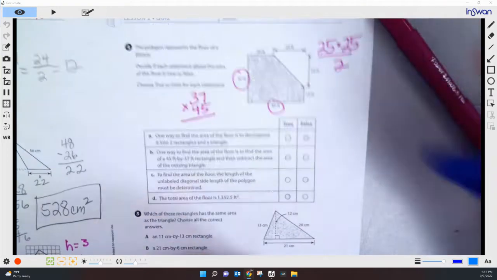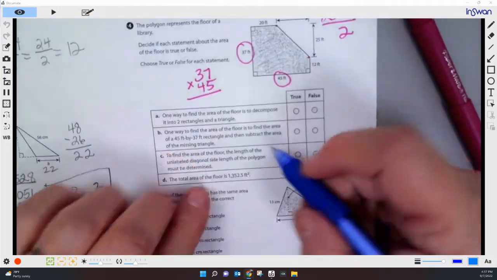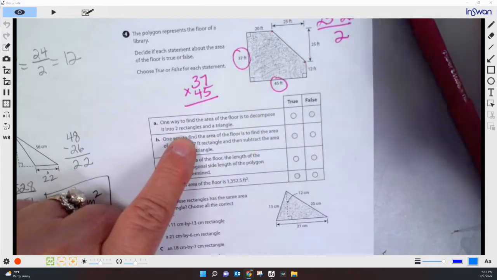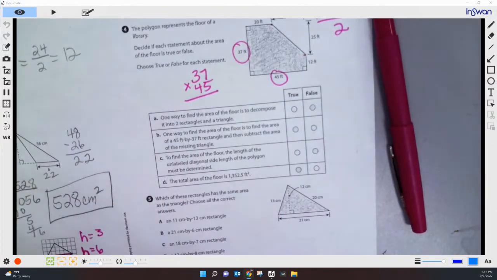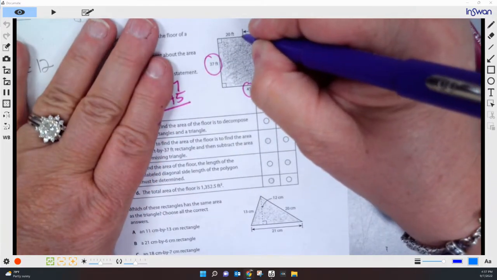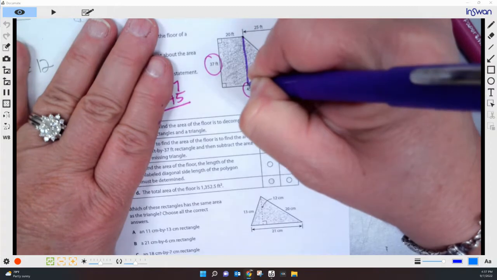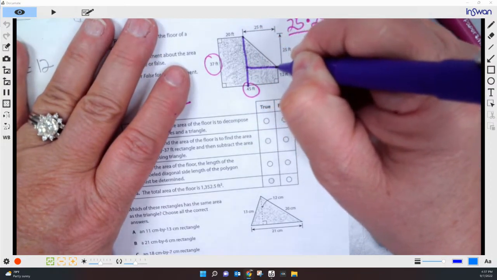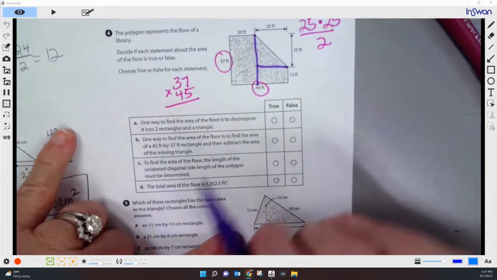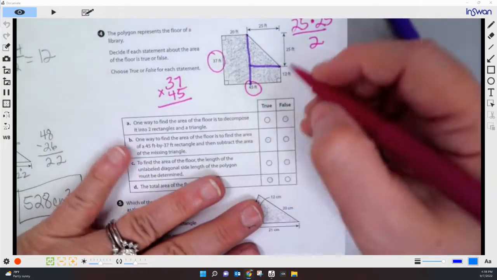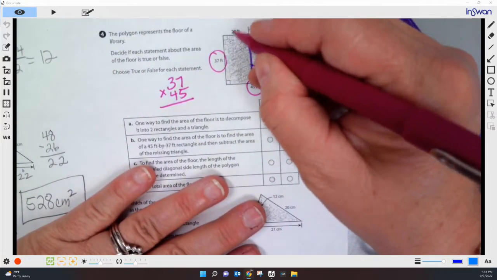The question states that one way to find the area of the floor is to decompose it into two rectangles and a triangle. Remember about a week ago when we were decomposing composite shapes? If we split it into a rectangle and a trapezoid, or two rectangles and a triangle, we could solve that. The area of each would be pretty easy to determine because you could do the base times the height, which would be 20 times 37.